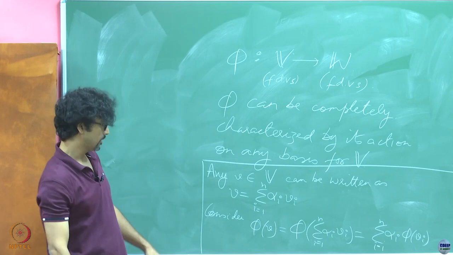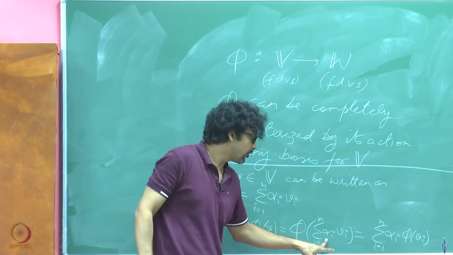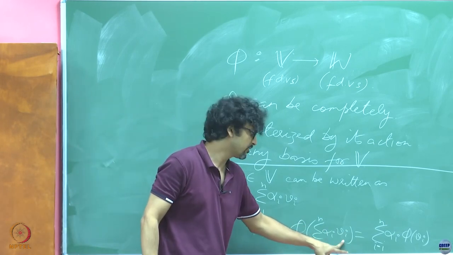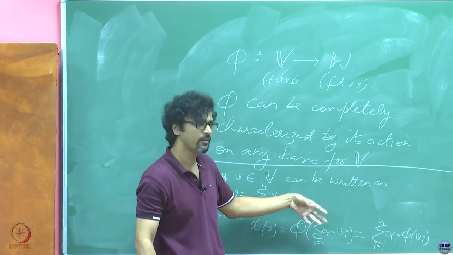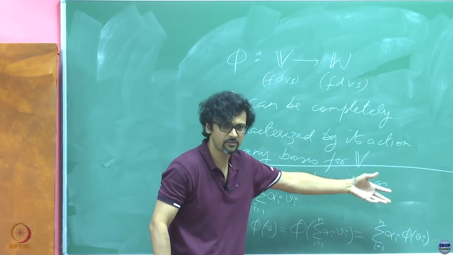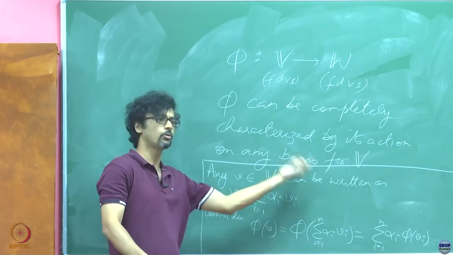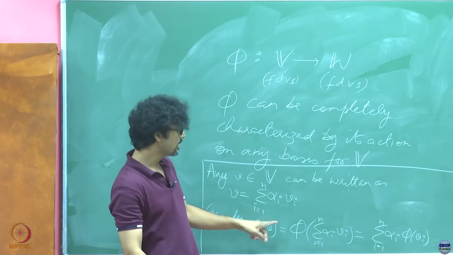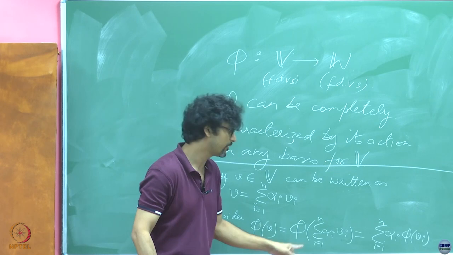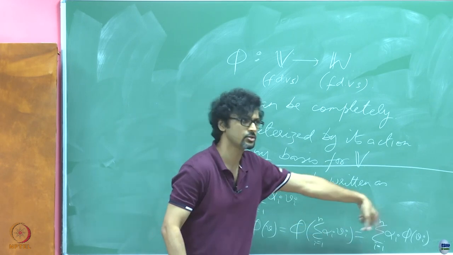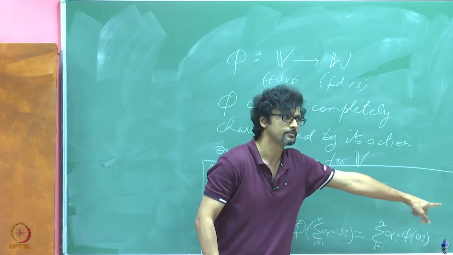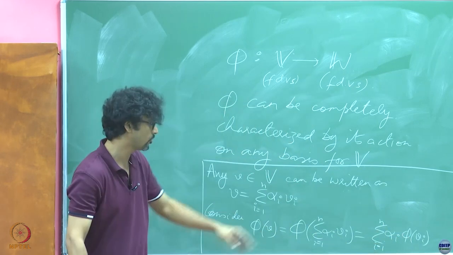Okay? I first said this is phi of alpha 1 V1 plus alpha 2 V2 plus dot dot dot till alpha n Vn, which is equal to phi of alpha 1 V1 plus phi of alpha 2 V2 plus phi of alpha 3 V3. And then I've subsequently pulled the alphas, the scalars, outside and said it's alpha 1 phi V1 plus alpha 2 phi V2 plus alpha 3 phi V3, so on till alpha n phi Vn. Right? So I've done both of those at one go.